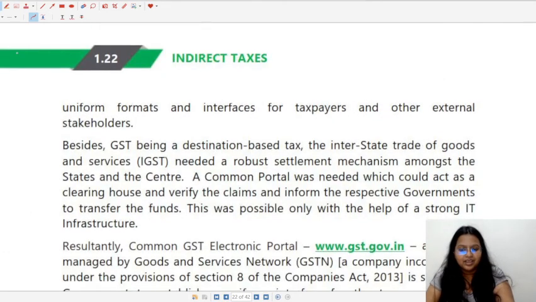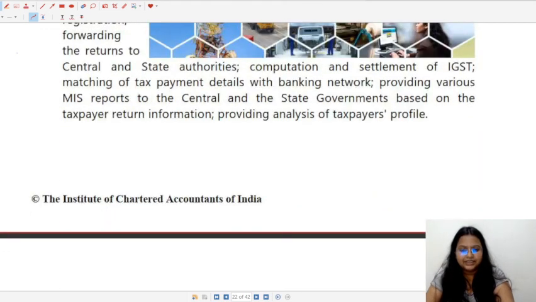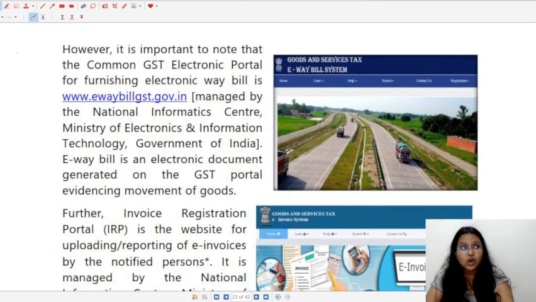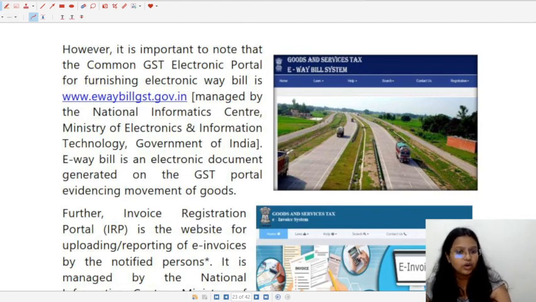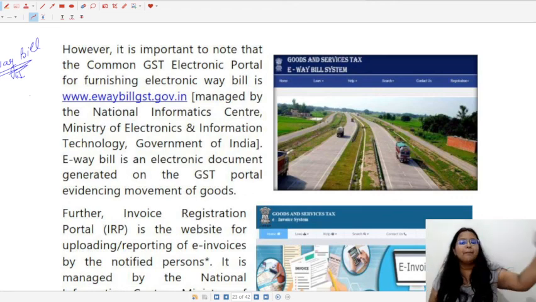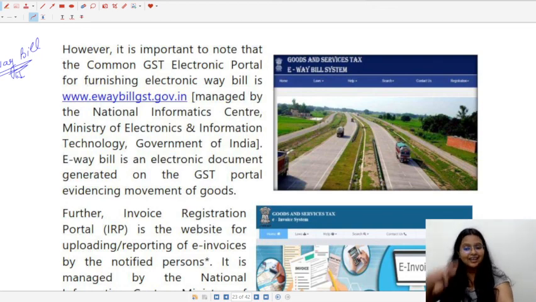Now students, the next part is: ma'am, is there any work which is not done on the GST portal? Yes, there is a work known as e-way bill. I have told you in the class also, whenever we have to create an e-way bill, this common portal is not going to work for us. We have to go to the next portal, which is www.ewaybillgst.gov.in, which is managed by the NIC.